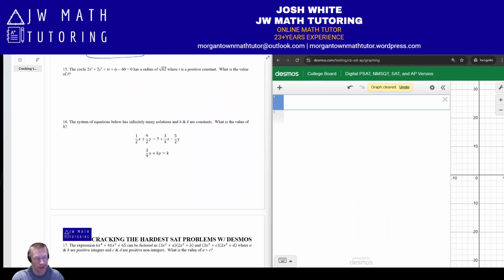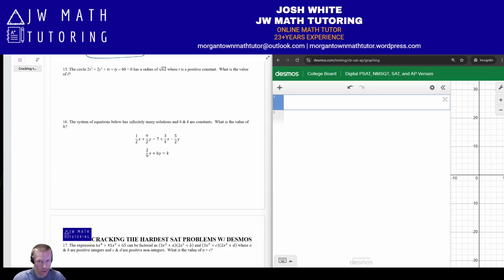We have an equation for a circle. It is not in standard form. And we want to know what the value of t has to be in order for this circle to have a radius of square root 62. Okay, so we're going to use regression with the equation we're given and the standard form of a circle. However, there is one thing that you do need to be aware of when doing this.